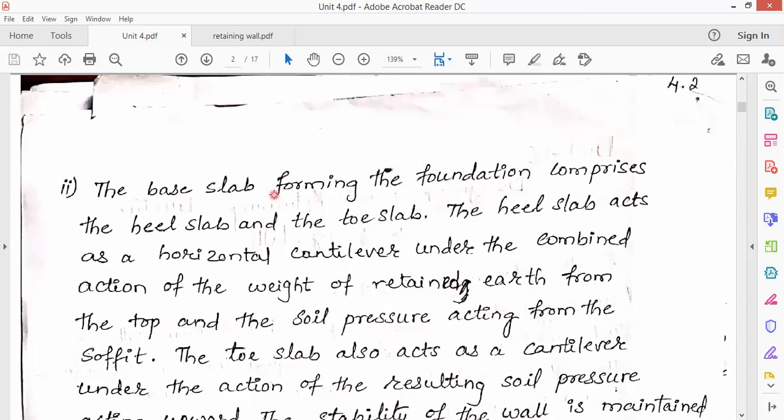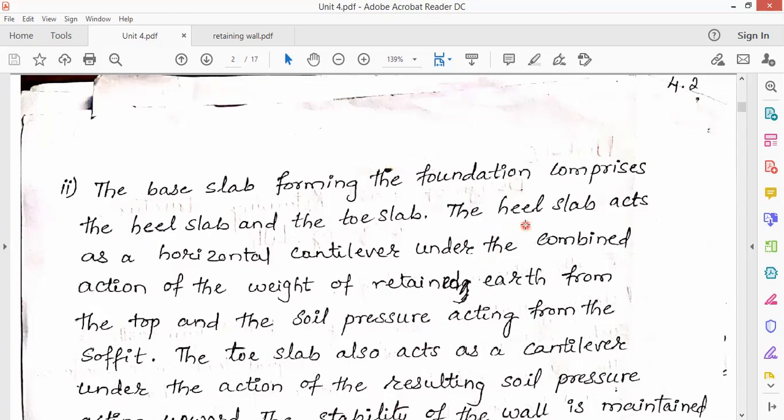Then second part is the base slab. Base slab forming the foundation comprises of the heel slab and the toe slab. Means at the bottom it is fixed to the ground. So this is the base slab, and this base slab comprises two parts. One is the heel slab and another is the toe slab. So heel and toe, what we generally get the meaning, that is the same here. So the heel slab acts as a horizontal cantilever under the combined action of the weight of retained earth from the top and the soil pressure.